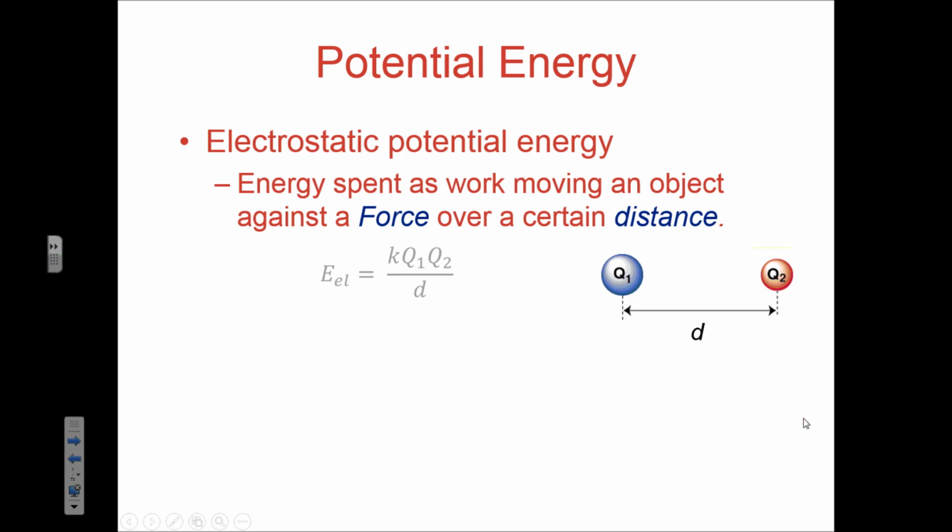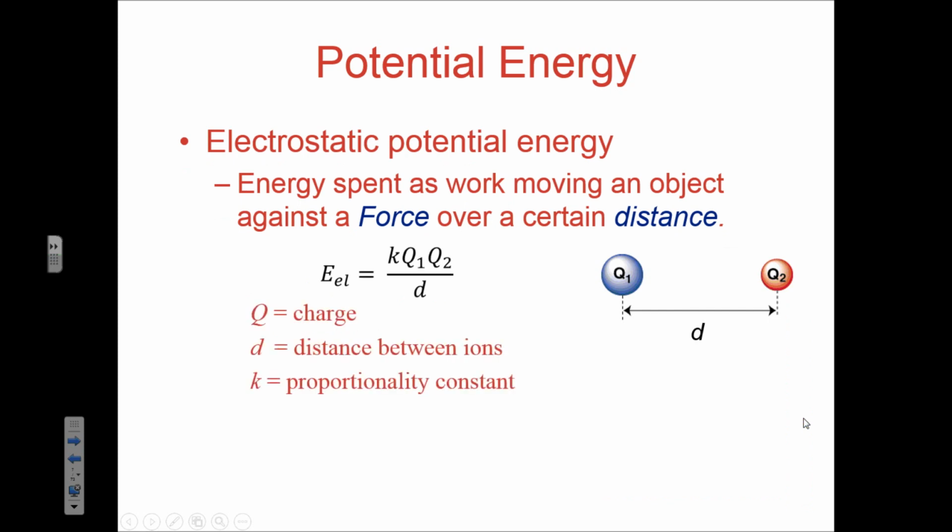Another type of very important potential energy is electrostatic potential energy. And this is actually related to Coulomb's law, which we've talked about and will continue to talk about all year long. Now, in Coulomb's law, we're talking about the force. So it's a very similar but subtly different equation, which we'll look at in a second. Energy spent as work moving an object against a force over a certain distance would be electrostatic potential energy. When we have two charged objects, Q1 and Q2, and if they're oppositely charged, those things are going to be attracting each other.